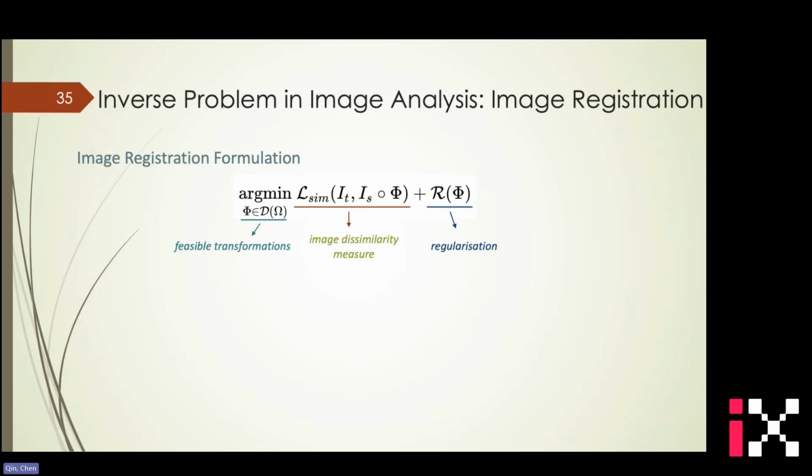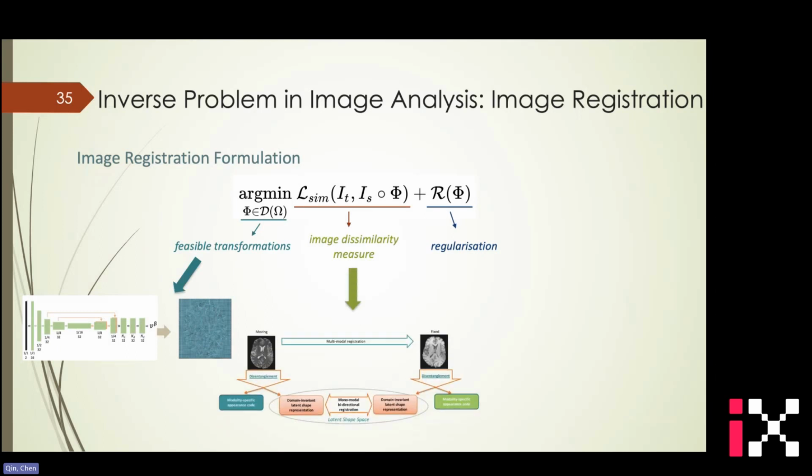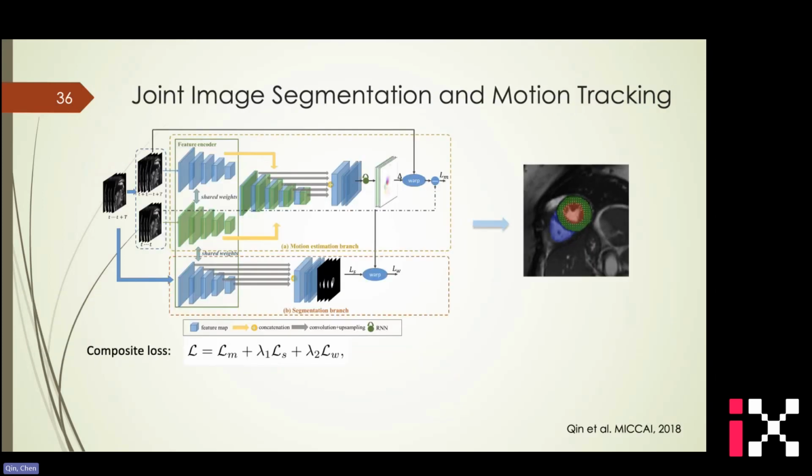So that's how we formulate this, and how deep learning could help. As I highlighted, there are three components: the feasible transformations, we can use deep learning to learn that; the similarity measure, we can also use deep learning; and regularization, we can also incorporate deep learning. Our previous work, like 4 years ago, was on learning these feasible transformations and doing joint image segmentation and motion tracking.